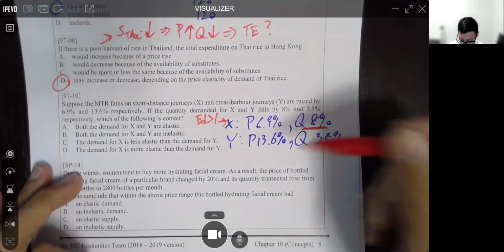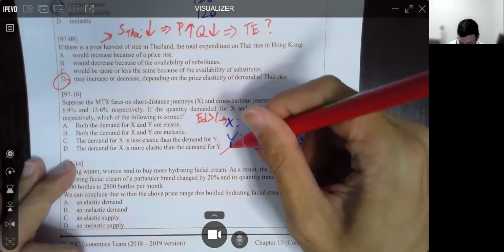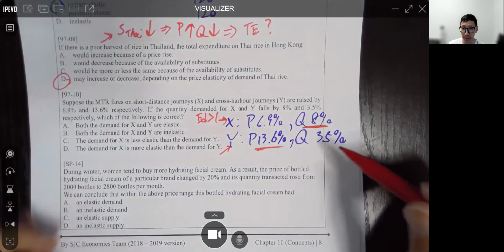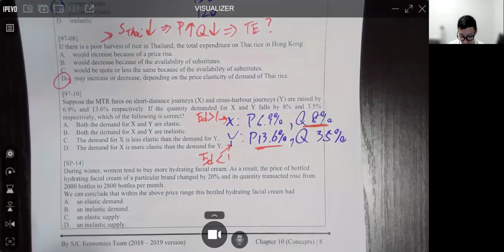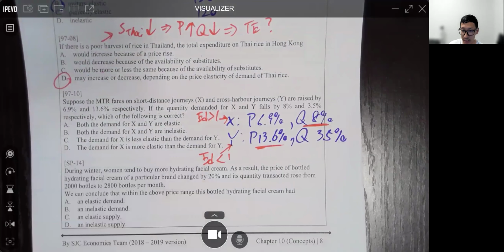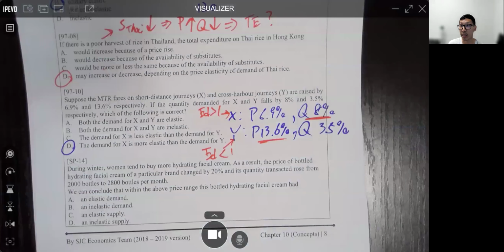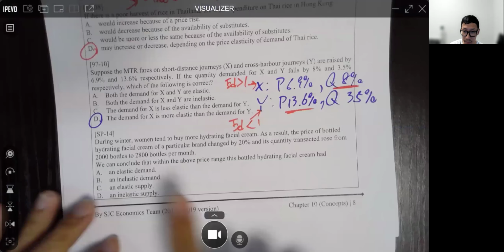While for Y, price is changing by a larger percentage, or I should say, quantity is changing by a smaller percentage. Therefore, ED is smaller than 1, or inelastic. So we can tell the demand of X is more elastic than the demand of Y. Exactly the answer we want. So for this one, just use our logic.